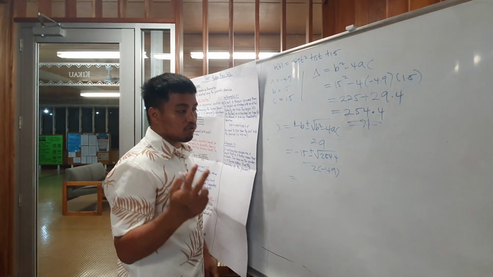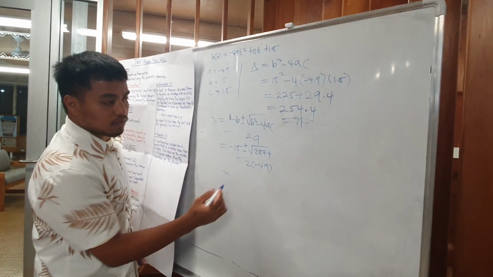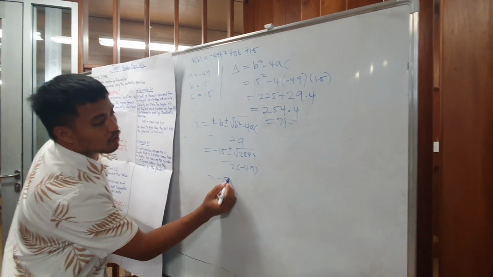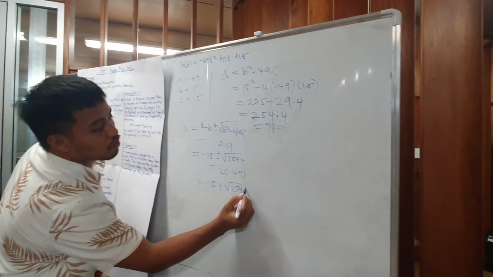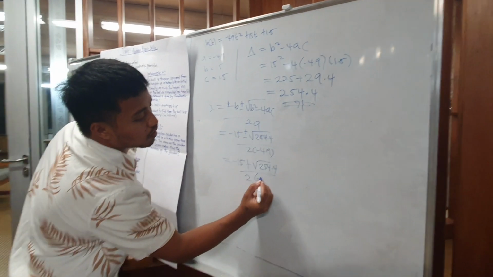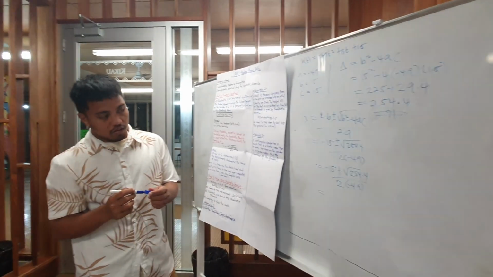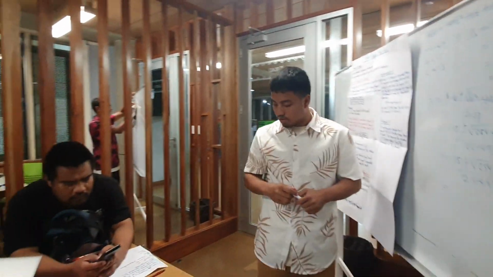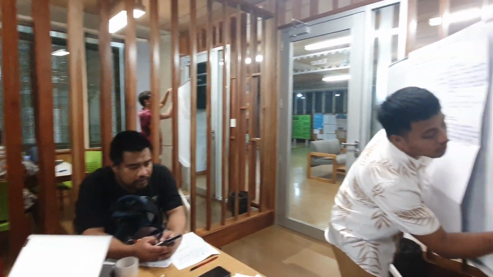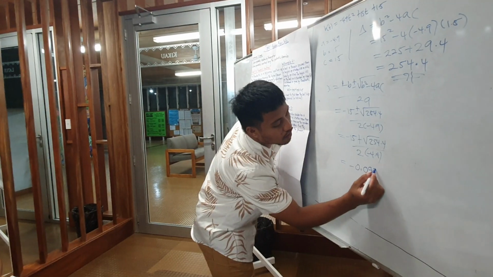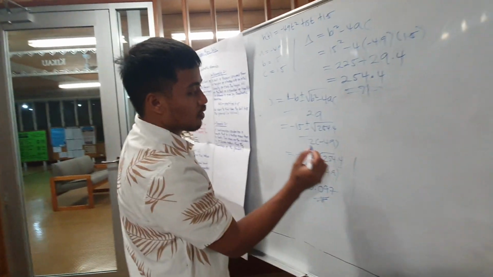In this case you have the positive and minus root, so you have to calculate two answers, from the positive and the negative side. Here we calculate the positive first. So negative 15 plus the square root of 254.4, over 2 times negative 4.9. What is the value? Negative 0.097.